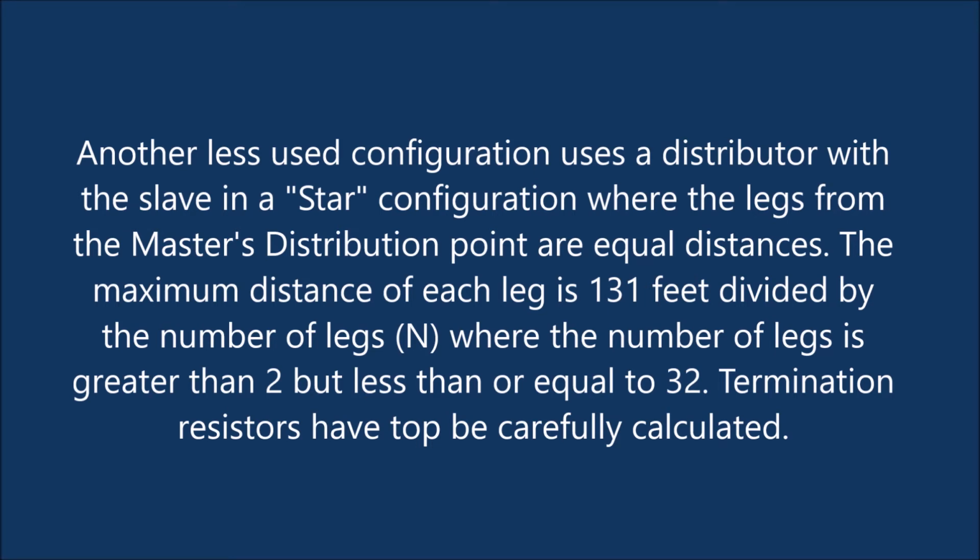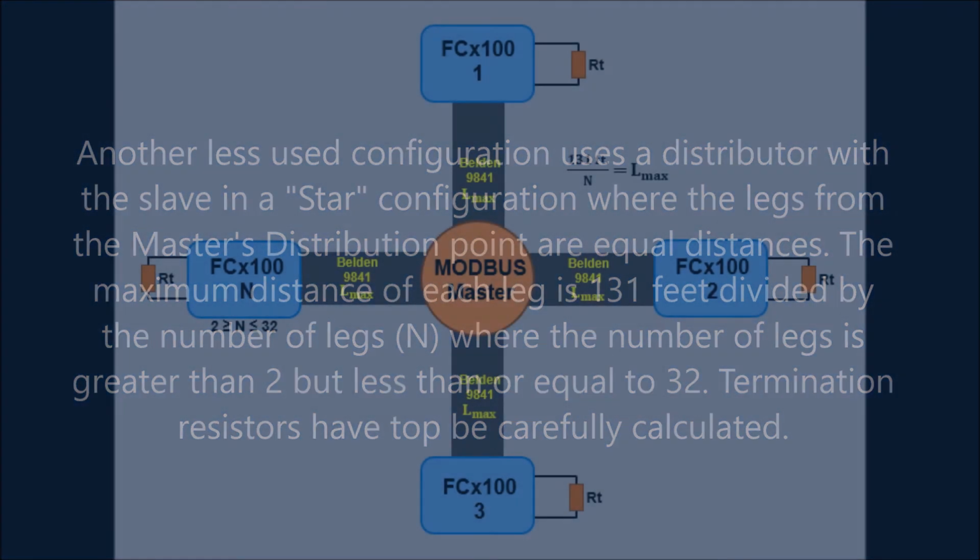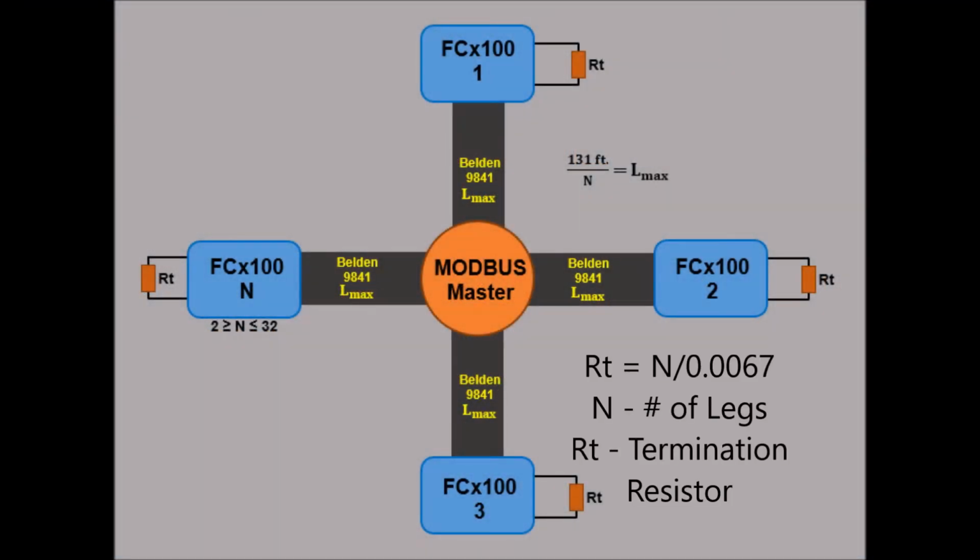Another less used configuration uses a distributor with the slave in a star configuration where the legs from the master's distribution point are equal distances. The maximum distance of each leg is 131 feet divided by the number of legs, N, where the number of legs is greater than 2 but less than or equal to 32. Termination resistors have to be carefully calculated. RT equals N divided by 0.0067, where N is the number of legs and RT is the value of the termination resistor.